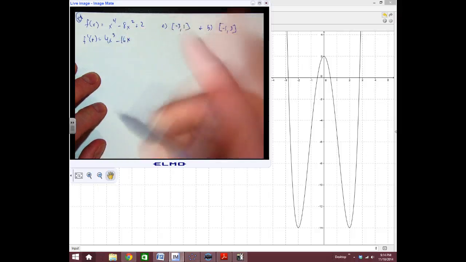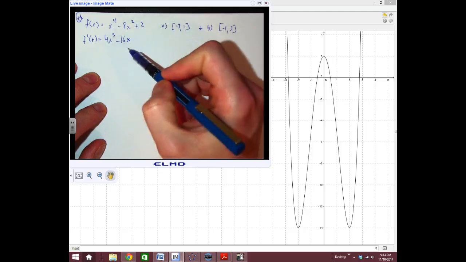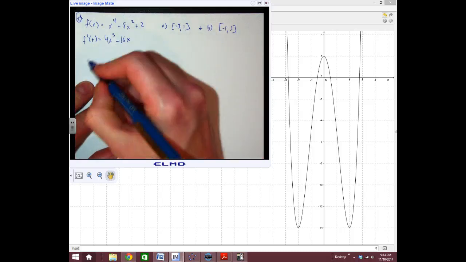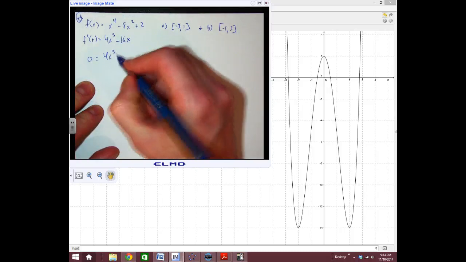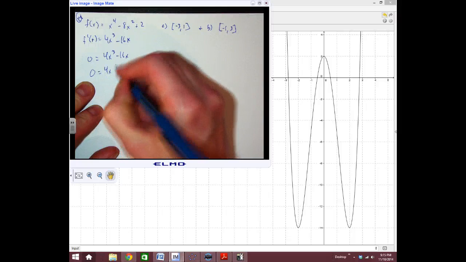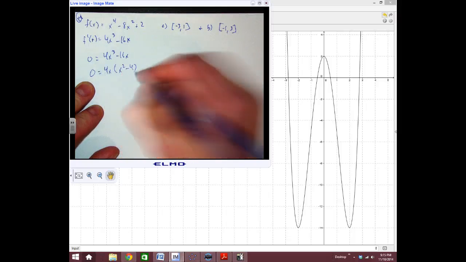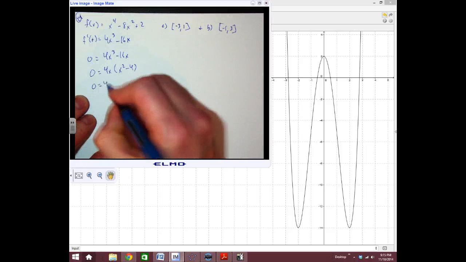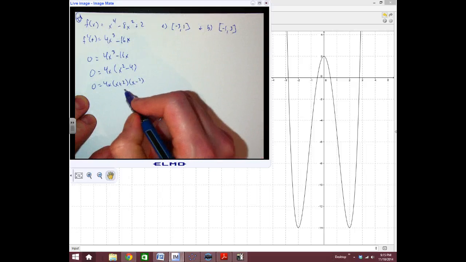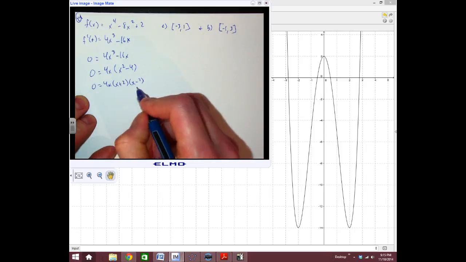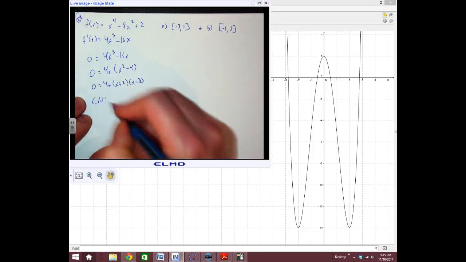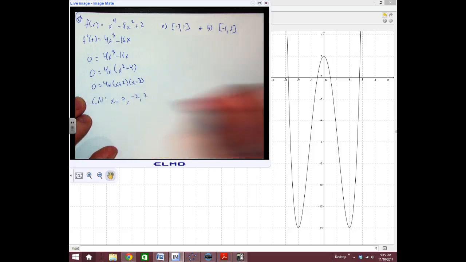Okay. Now, in order to find critical numbers, you either set the derivative equal to 0 or make sure it's undefined. Well, in this case, again, polynomial won't be undefined ever. So we can just set it equal to 0, and then to solve, take out 4x. That gives us x squared minus 4, which when we factor that gives us x plus 2, x minus 2. So our three critical numbers are 0, negative 2, and positive 2. So critical numbers, x equals 0, negative 2, positive 2.